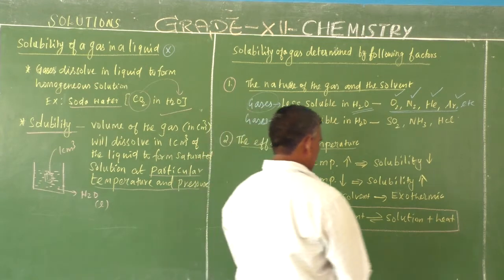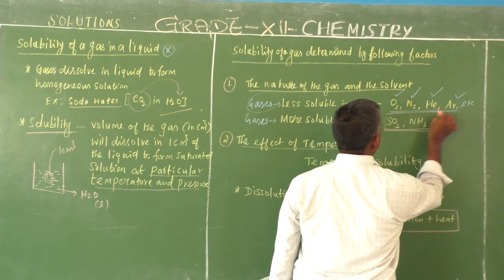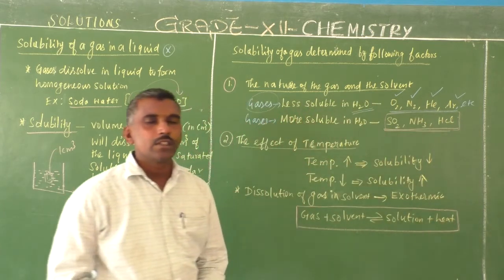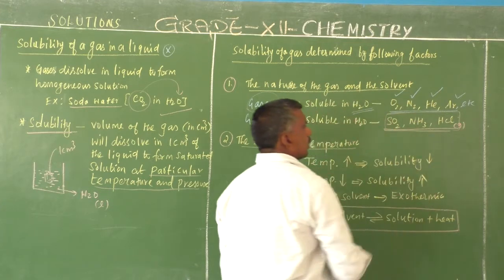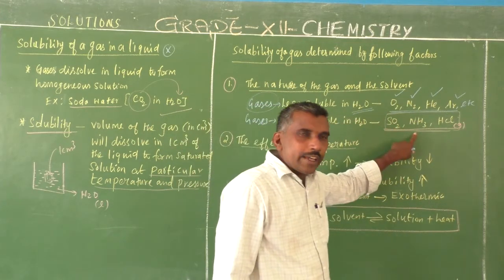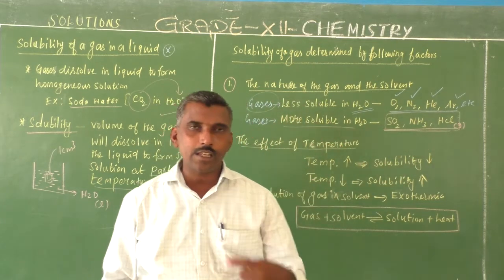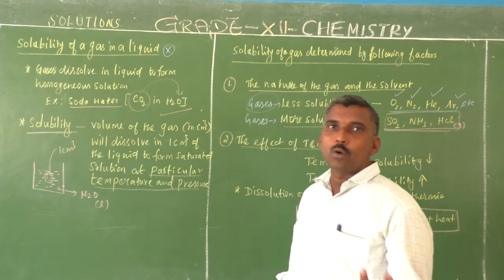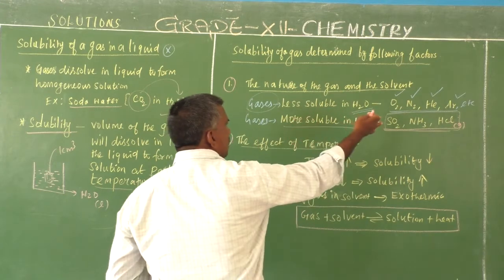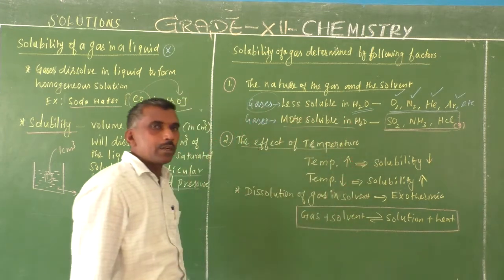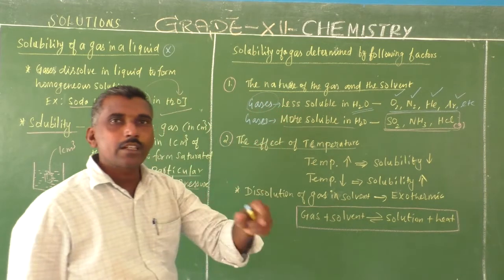That is, what is the gas? Sulfur dioxide, ammonia, and hydrogen chloride. Hydrogen chloride gas, not acid. Sulfur dioxide gas, ammonia gas, and hydrogen chloride gas are more soluble in water. These gases dissolve in the maximum amount in water. So here, some gases are less soluble in water and some gases are more soluble in water. So the nature of the gas determines solubility.